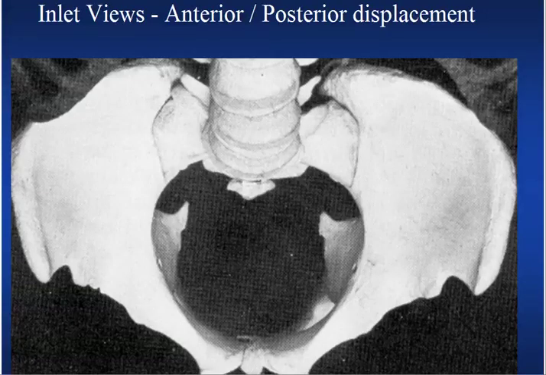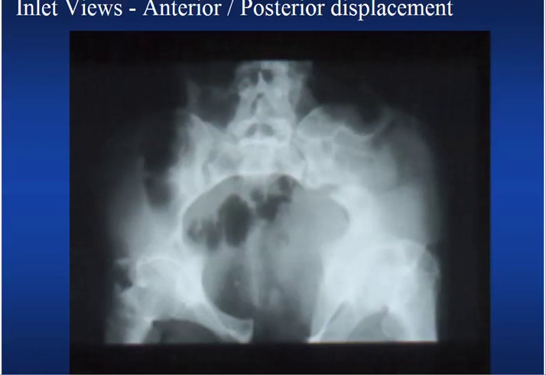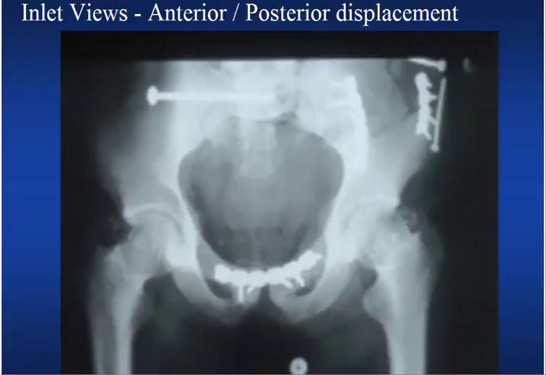What an inlet view shows you is anterior-posterior displacement of the hemipelvis. So that's what you're looking for in this view. Here's an example of a patient that has a significant pelvic ring injury, and you're able to see here the left hemipelvis has significant anterior displacement, as well as disruption of the iliac wing posteriorly. This is an example of this same inlet view post-reconstruction showing anatomical reduction of the fracture.